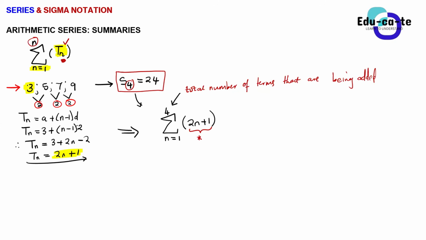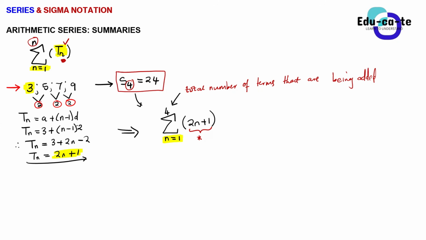And in this case, the term at position 1 is 3. I'm telling you that below the sigma symbol, what number do you put here? It is the initial position, the position that you started with, when you were adding these terms.